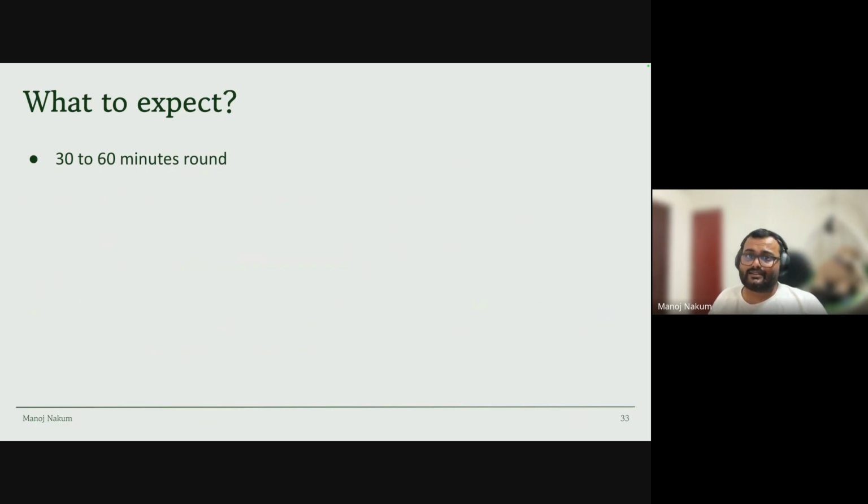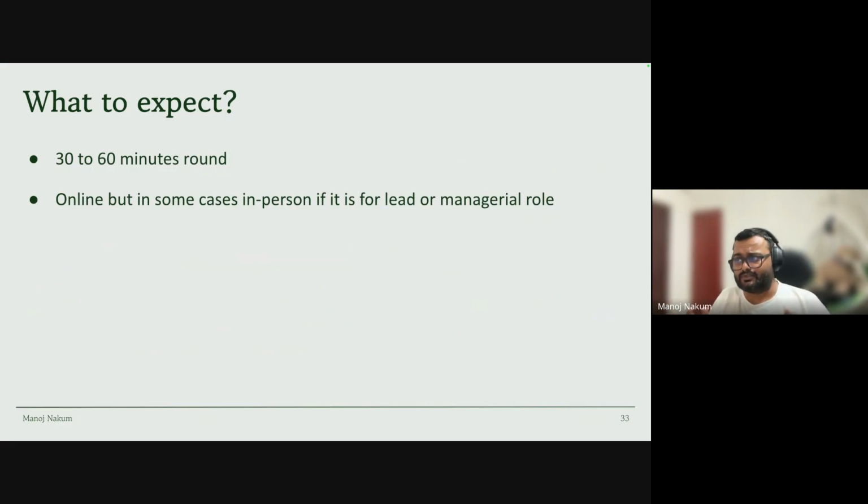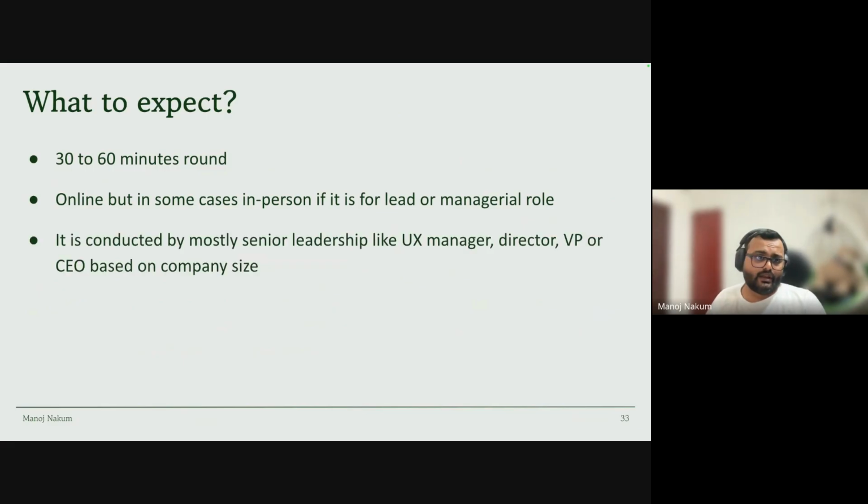Now, this kind of round typically is a 30 to 60-minute round. It might be a solo round or it might be a panel round. Sometimes it is HR and any of the, I would say, senior level person. It can be a manager, it can be a director. So in an MNC company mostly the manager will be there. But if it is a very small company, their CEO or the VP or director, whoever it is, they take this kind of round. Okay? And sometimes it is taken online, but sometimes they call you in person as well. Particularly if it is for a lead or manager role, they provide you the ticket and everything to go to their office. Right? So it happens.